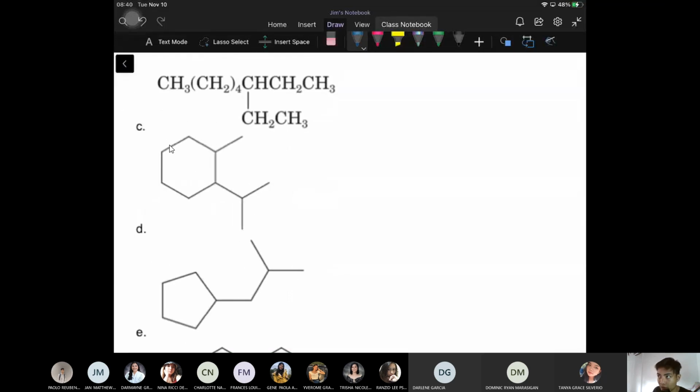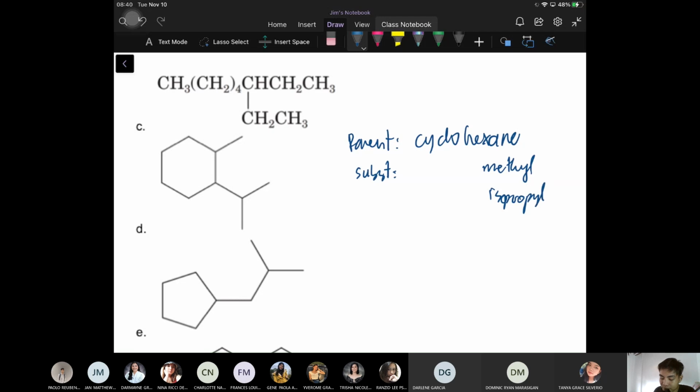So, I have a 6-carbon ring, that's a hexagon. So, my parent chain will be cyclohexane. Then, what are my substituents? I have a methyl and an isopropyl. Now, you're stuck between the two. How do you number there? Alphabetical. So, which comes first alphabetically? The I comes before the M, right? Okay, so isopropyl first. That's number 1.